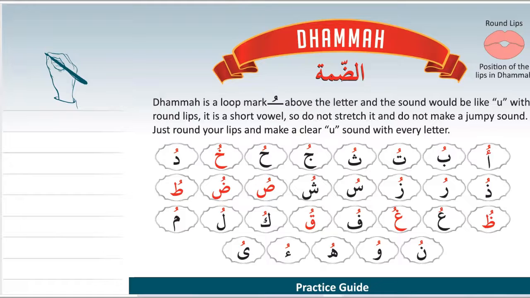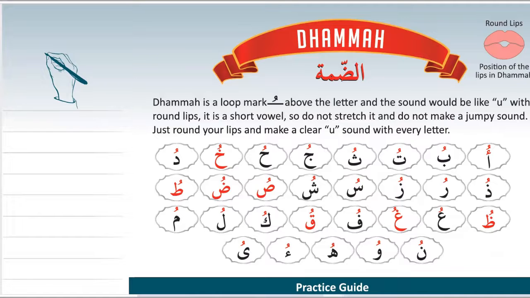You can see that they have written it. The sound is like U with round lips. It is a short vowel, so do not stretch it and don't make a jumpy sound. Just round your lips and make a clear U sound with every letter. So dhamma is a loop mark.